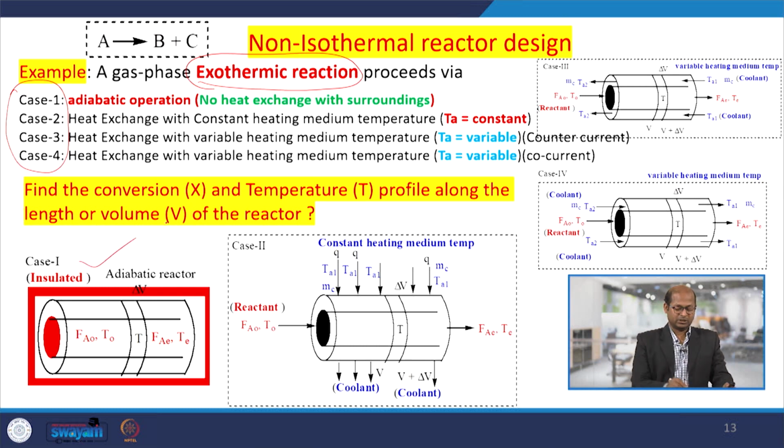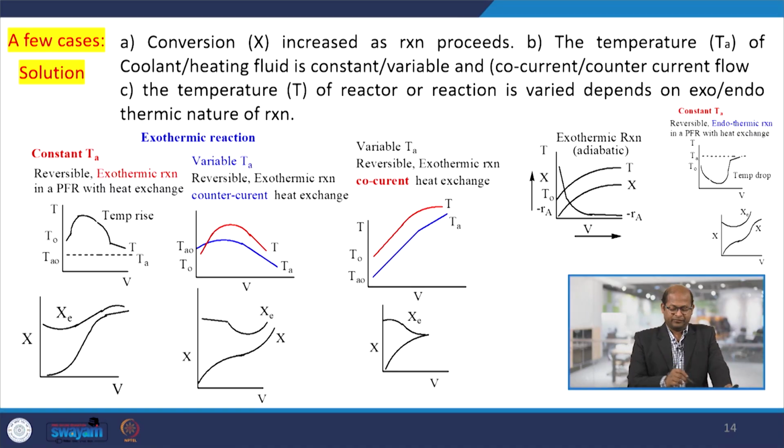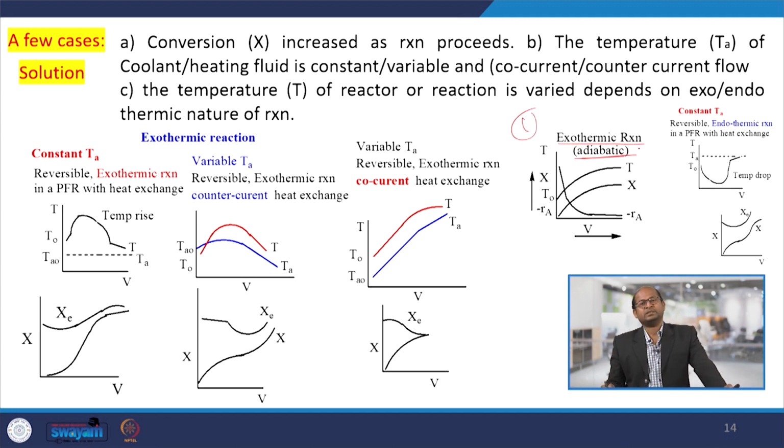So, adiabatic operation, constant heating medium temperature, counter current coolant flow, and co-current coolant flow. Under these 4 conditions, similarly for exothermic reactions, we can find out the conversion profiles and the temperature profiles for the heating medium as well as the reacting fluid, and how they would vary along the length of the reactor. So, that we can find out. Here 4 different cases have been discussed. The first case is when the reaction is exothermic and the operation is adiabatic.